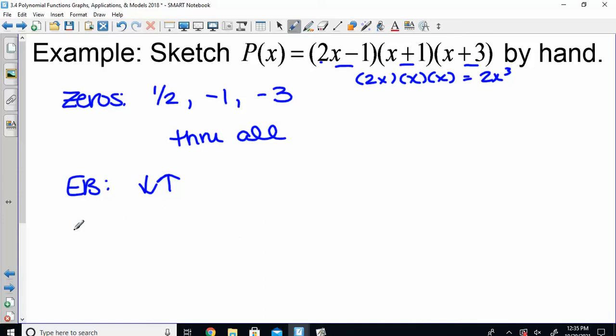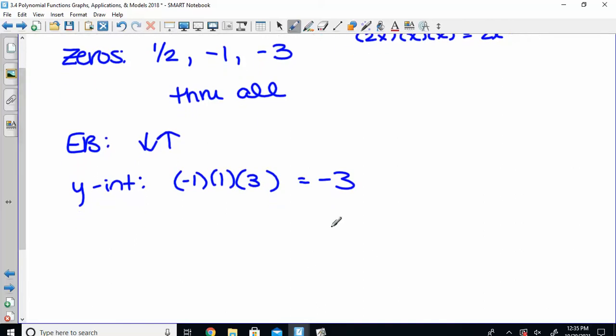All right, y-intercept. To get that, you plug in 0 for all of your x's. So 2 times 0 minus 1 is negative 1. 0 plus 1 is 1. 0 plus 3 is 3. Negative 1 times 1 times 3 is negative 3. This is actually all I need to get a sketch of my graph.